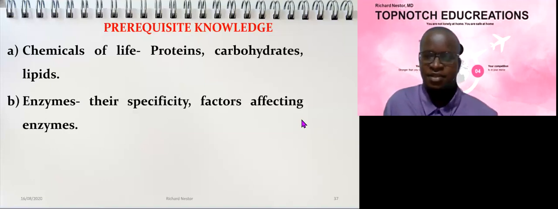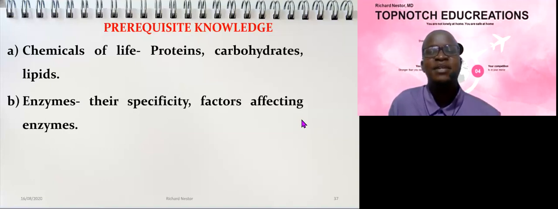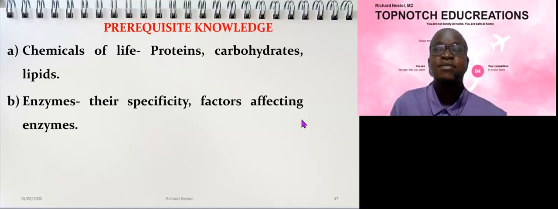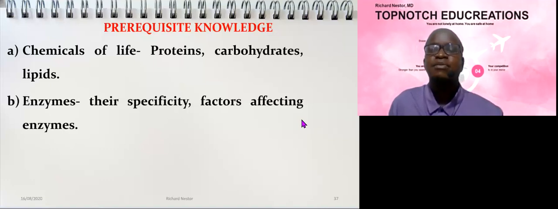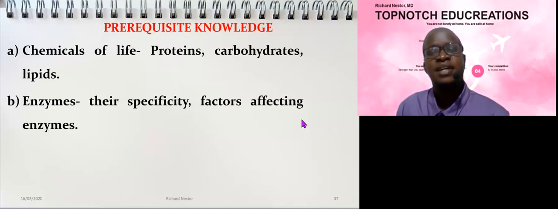What are enzymes? What are their properties? And what are the factors which affect the activity of the enzymes? Because digestion is a process which is largely achieved through the activity of the enzymes. So if you're not able to understand the factors affecting the enzymes, if you're not able to understand the properties of the enzymes, it becomes a challenge for you to have mastery and a solid grasp of the aspect of digestion.